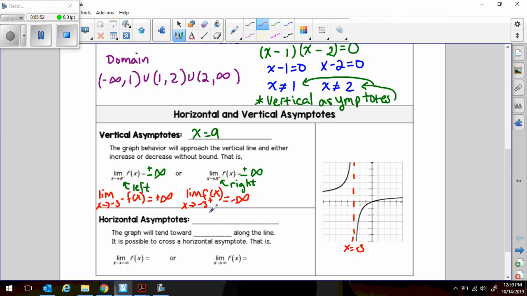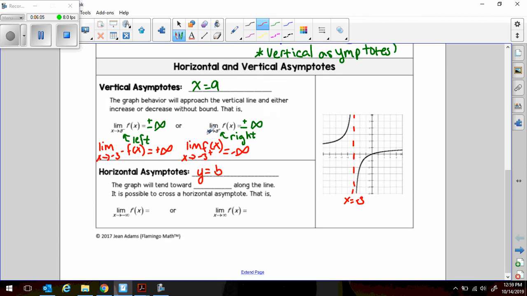The horizontal asymptote is usually going to be y equals a number. The graph of a horizontal asymptote will tend towards this line. It'll go to negative infinity or positive infinity, plus or minus infinity along the line.